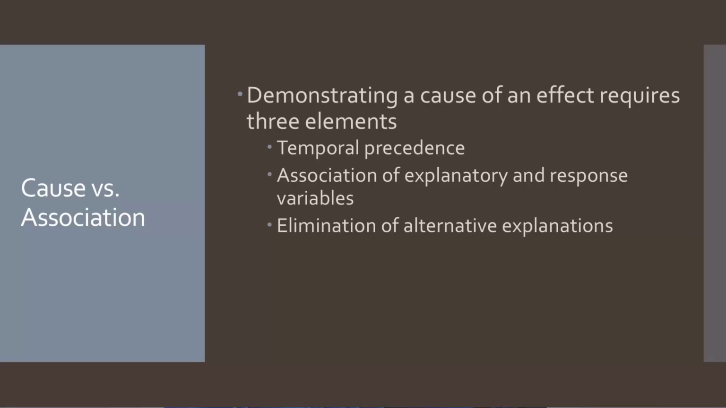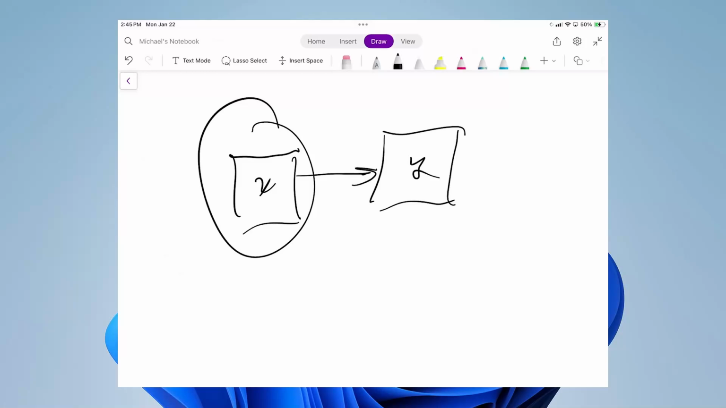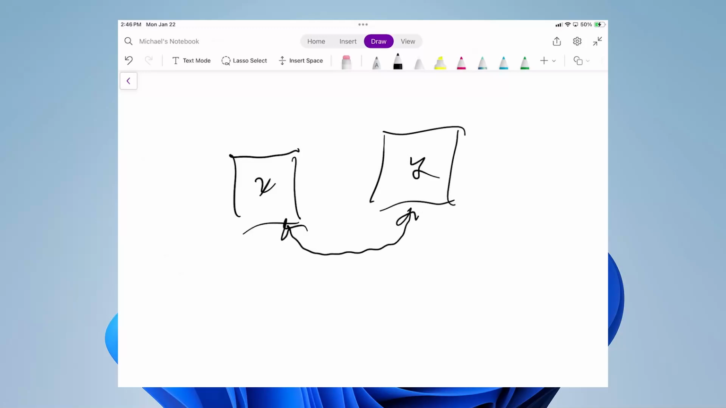We also need an association of explanatory and response variables. So using our diagram here, what we need before we can draw that causal line is to know that there is a covariation of x and y. If you think of this curved line as being covariation, our desire is to take those curved lines and make them straight lines, because the straight line would indicate a cause. So we're wanting to take that covariation and be more specific about it, to say not only are these variables correlated, but changes in x cause changes in y.